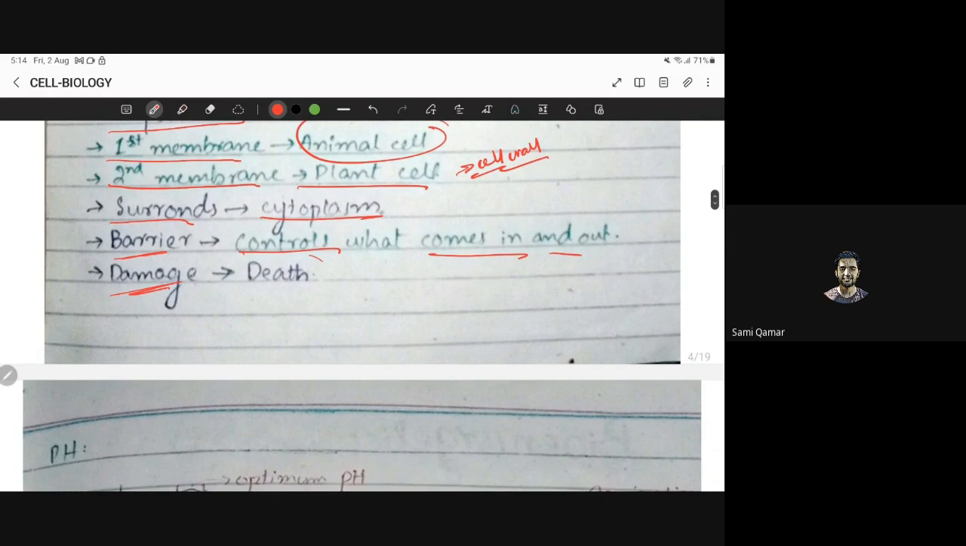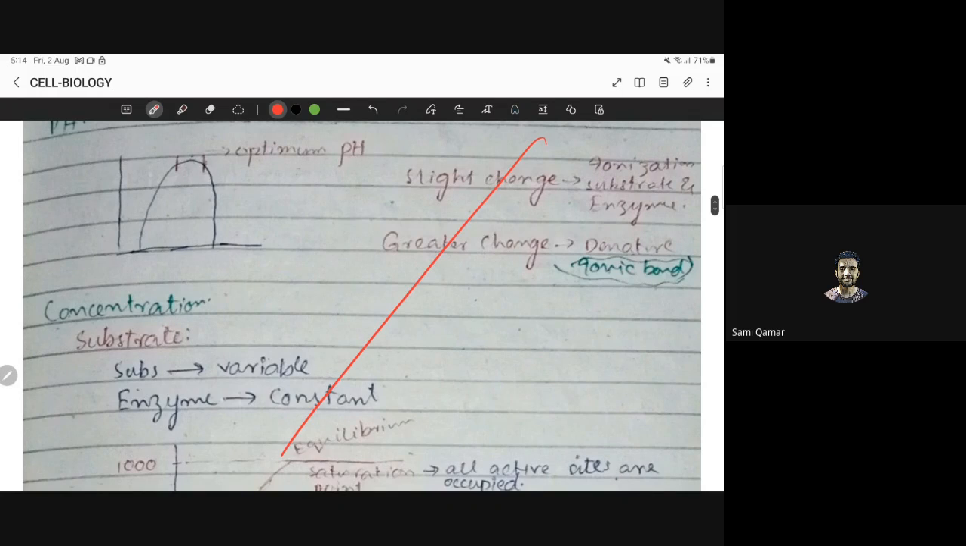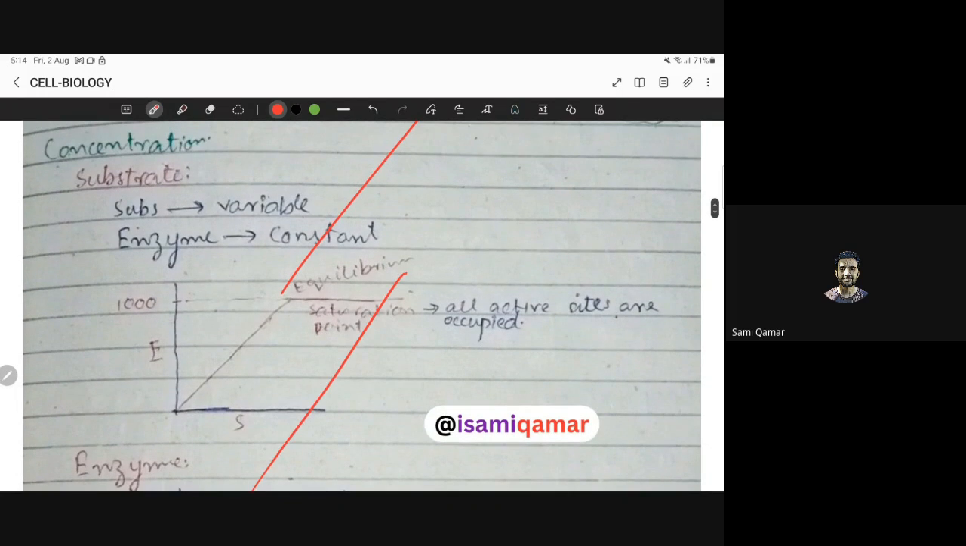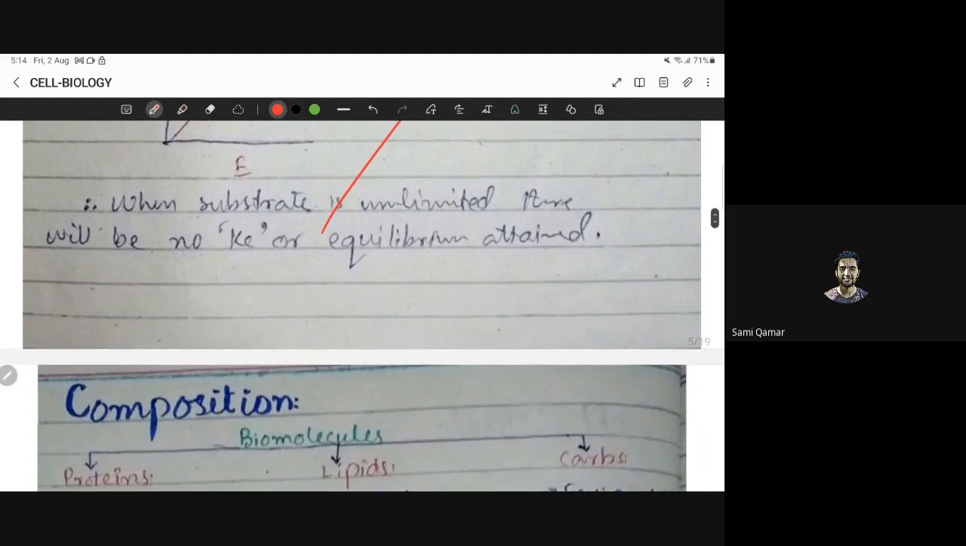If it gets damaged, the cell will die. Oh, sorry, this is from enzymes. My brother has added this here, so just neglect it. We will discuss this, and it is very important. It has been asked in past papers.